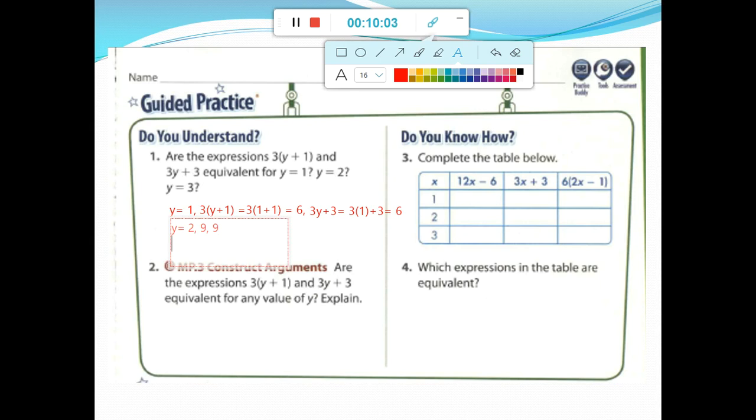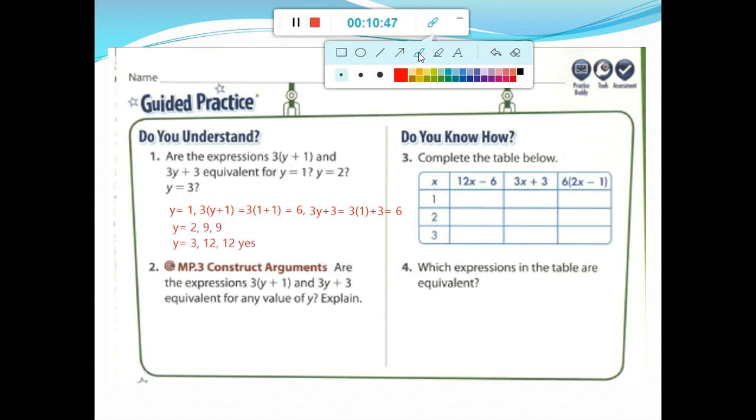Now the third one, when y equals 3. Here 3 plus 1 equals 4, multiply 3 equals 12. And the second expression, 3 multiply 3 equals 9 plus 3 equals 12. So when I evaluated them, they have the same value regardless of the value of the variable. So they are equivalent. So I can write yes.